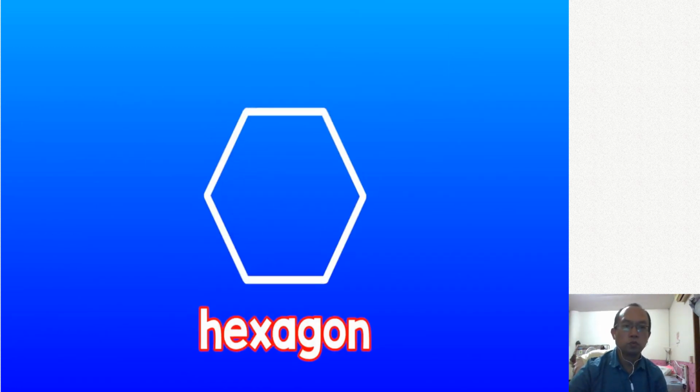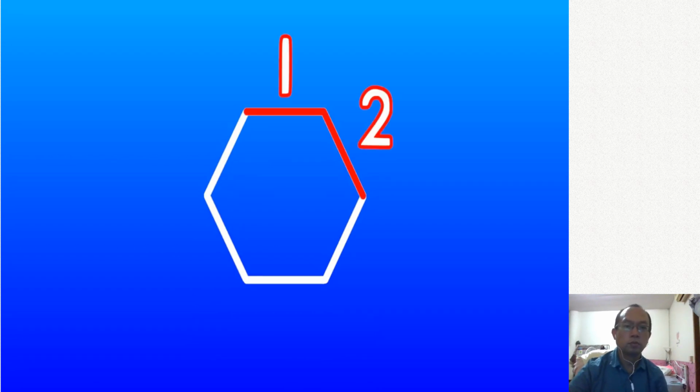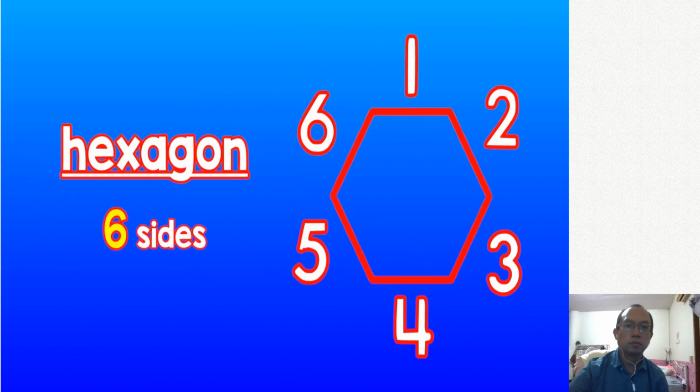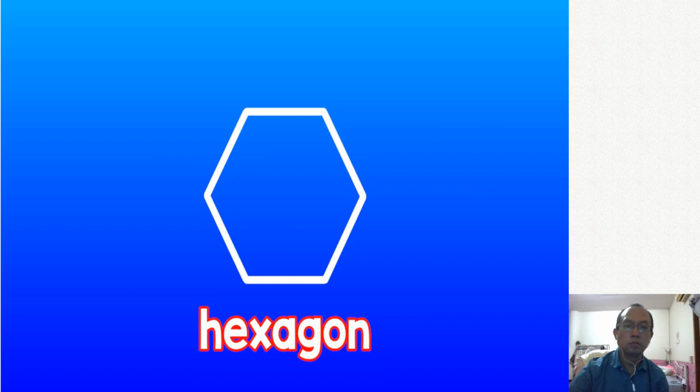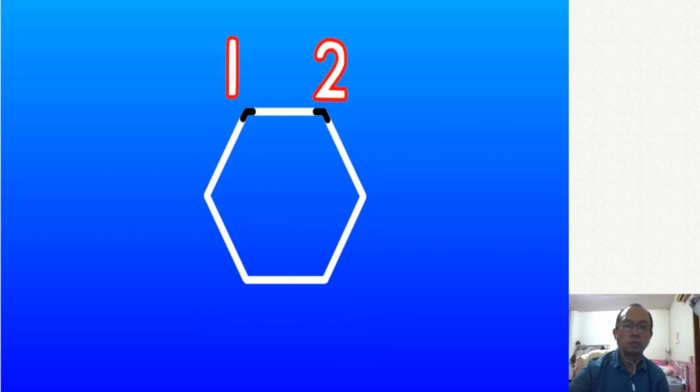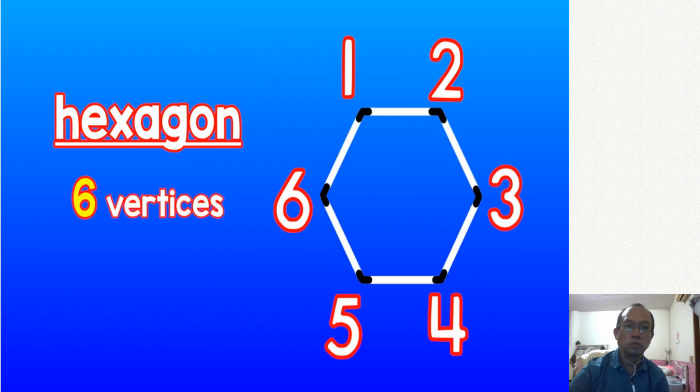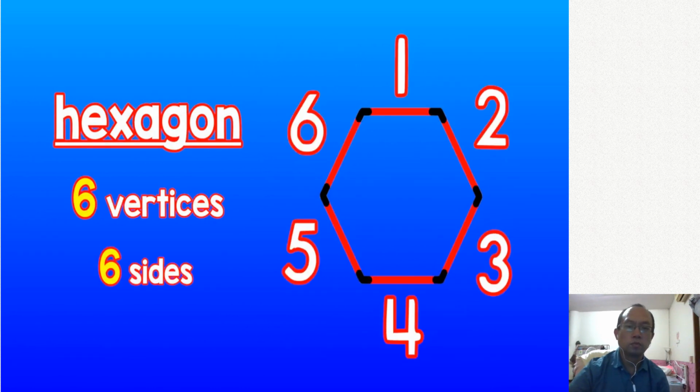This is a hexagon. Let's move and count the sides of a hexagon. 1, 2, 3, 4, 5, 6. A hexagon has 6 sides. Let's move and count the vertices of a hexagon. 1, 2, 3, 4, 5, 6. A hexagon has 6 vertices and 6 sides.